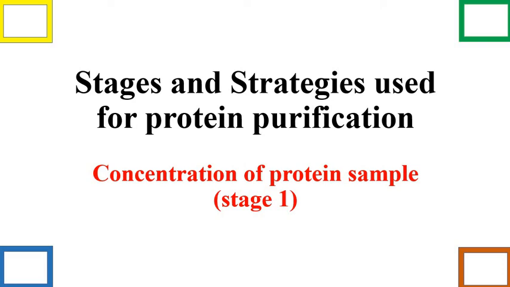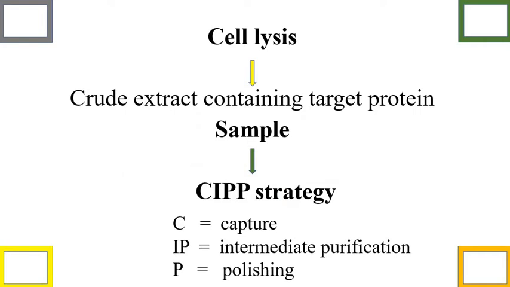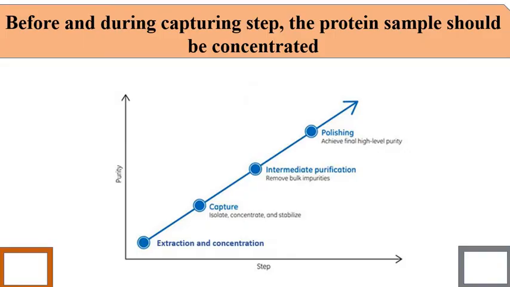My third video is about stages and strategies used for protein purification. In this video, we will focus on the concentration of protein sample, the stage 1. As a result of cell lysis, crude extract containing target protein sample is obtained, which is then subjected to CIPP strategy. C stands for capture, IP stands for intermediate purification, and P stands for polishing.